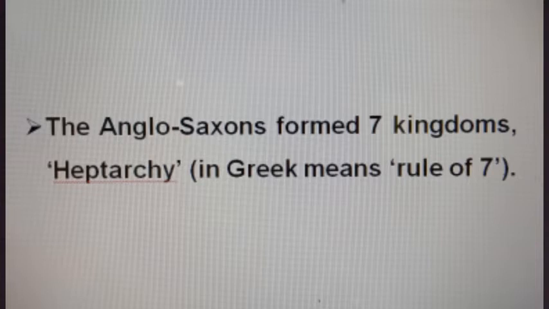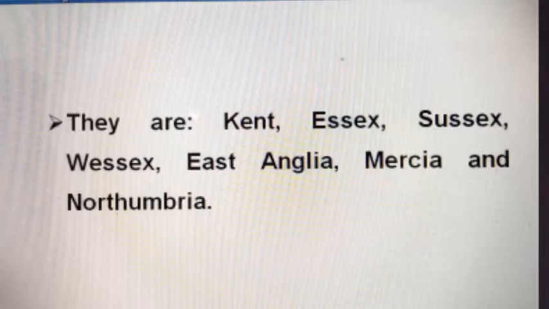They divided themselves into 7 groups, and these 7 groups are Kent, Essex, Sussex, Wessex, East Anglia, Mercia, and Northumbria. So you have to remember this. It is very important. The heptarchy or 7 kingdoms formed by the Anglo-Saxons were Kent, Essex, Sussex, Wessex, East Anglia, Mercia, and Northumbria. You can pronounce it as Mercia or Mercia.